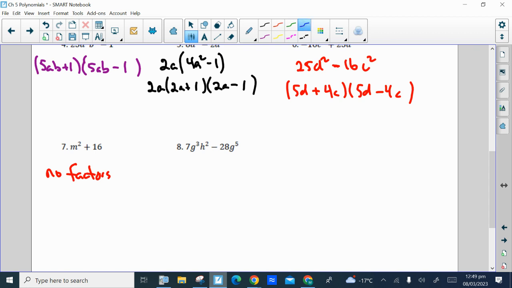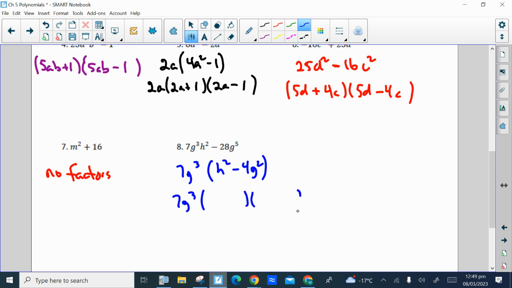Question 8. Those aren't difference of squares right now, but remember the first thing you always look for is a common factor. And there's a common factor here of 7g cubed. If you take it out, you'll be left with h squared minus 4g squared. And h squared minus 4g squared is difference of squares.